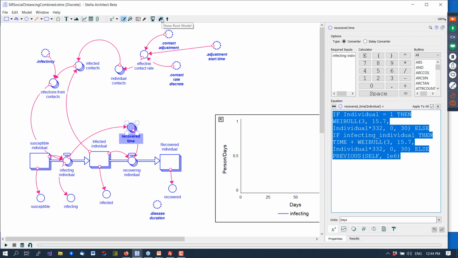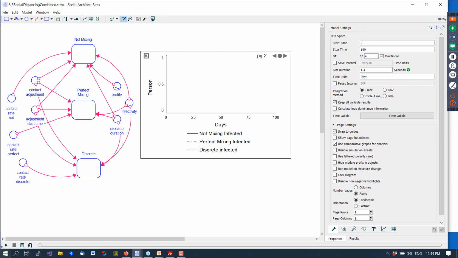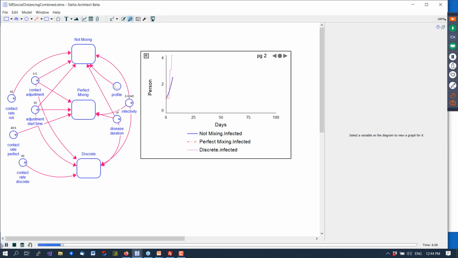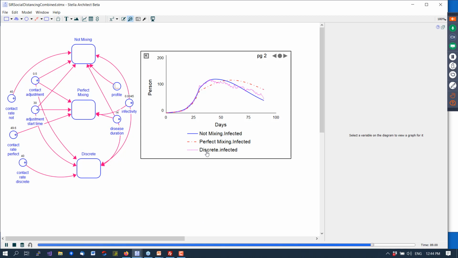And if we go back to this model, the interesting thing is I'm using the same setup. The blue line is the not-mixing model, where we use the Weibull distribution, but still a complete population. The jagged line is the discrete, agent-based version, and I'm actually just adding up all the individuals in the different stages. And this is infected. I can look at infecting as well, all the individuals who are infected. And the dashed red line is the model that we've been working with, which I call the perfect mixing model, in which we just use stocks.